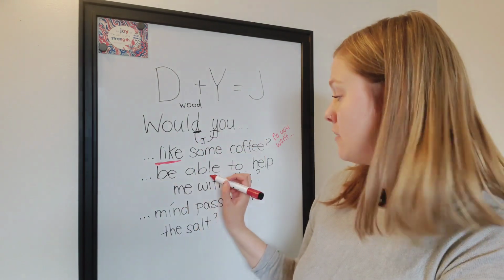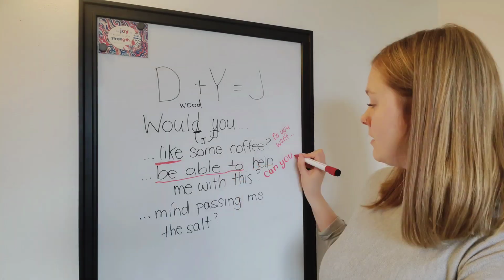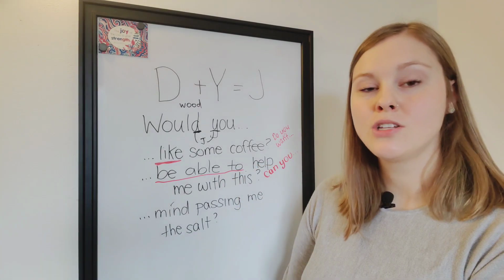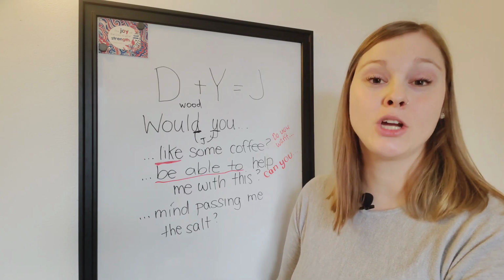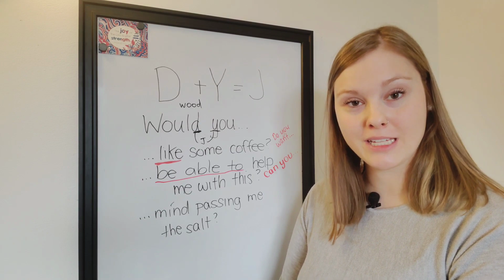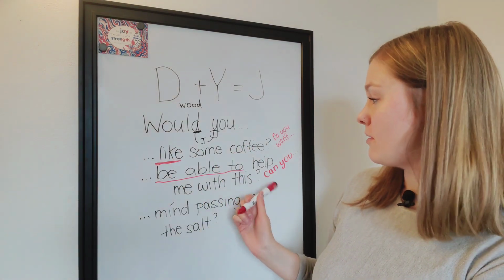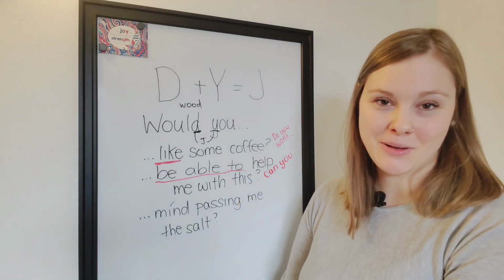Would you be able to? This means can you? So would you be able to help me with this? Can you help me with this? You could also say could you? Could you, with the J sound. Could you help me with this? Would you be able to help me with this? Can you help me with this?